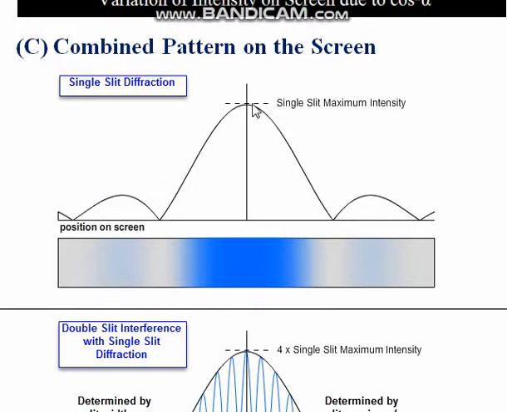The maximum intensity is I naught, as you know, in the single slit. This is the central maximum, and here there are two other secondary maxima, and the order of this is also 1. Here the order is also 1, and these two are the minima. So this is the actual pattern on the screen.